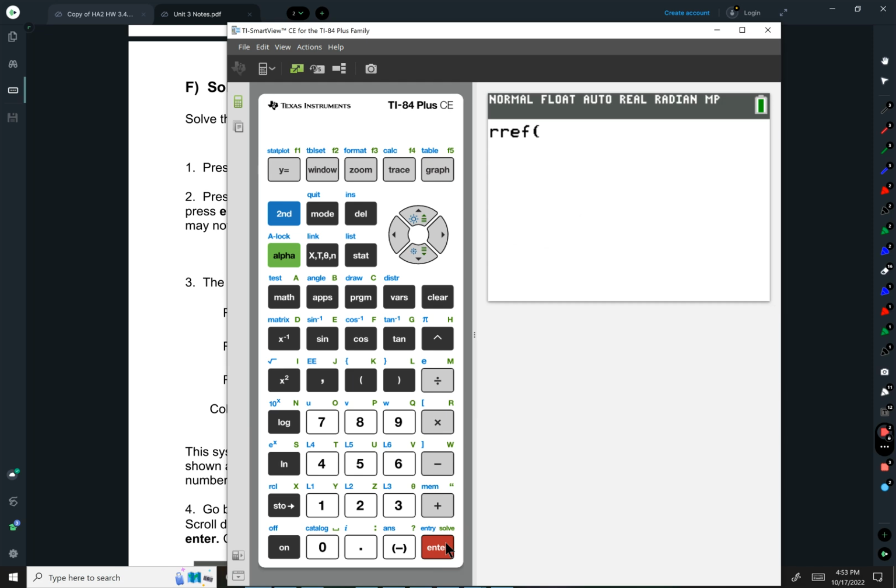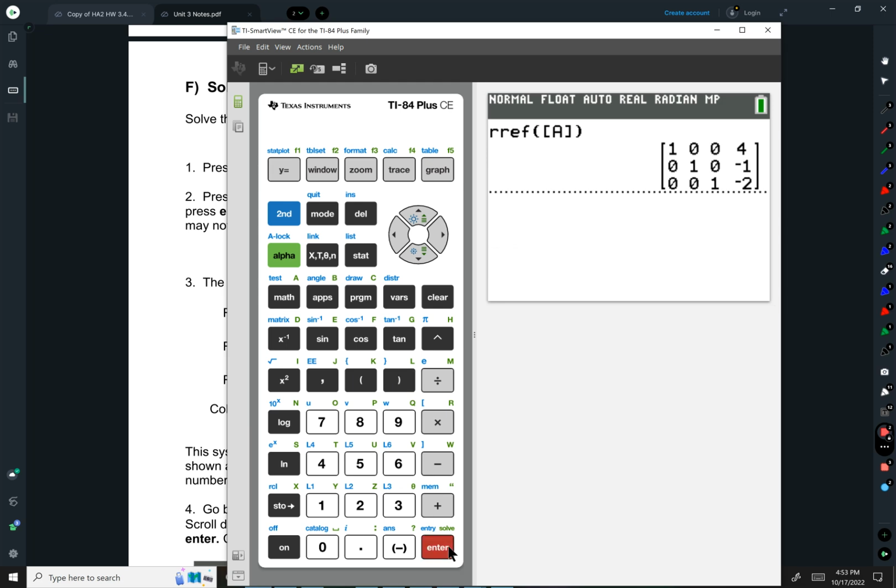And now I have to tell it, what matrix do I want it to solve? I want it to solve matrix A. So how do I get a matrix? Second, x to the negative 1. And now you see my cursor is right there on number 1. So if I press enter, it's going to pop matrix A in there. And so I can close the parentheses. So that's going to tell it to solve matrix A.